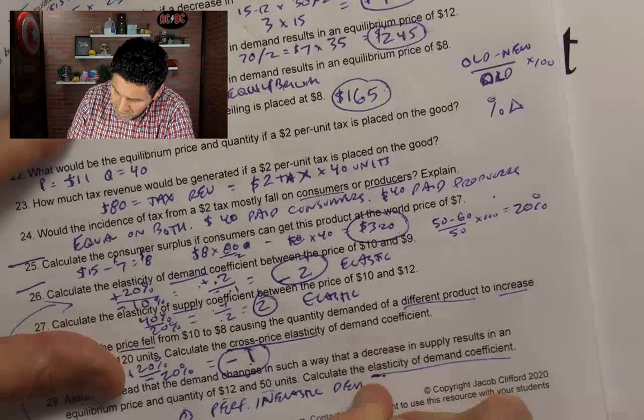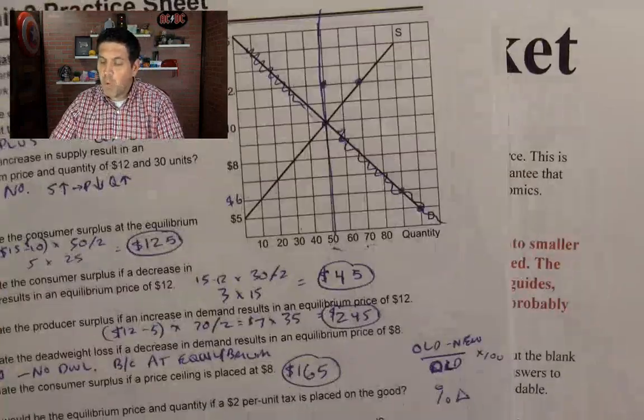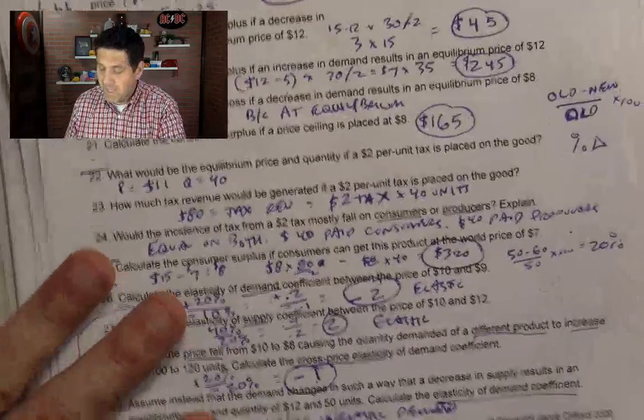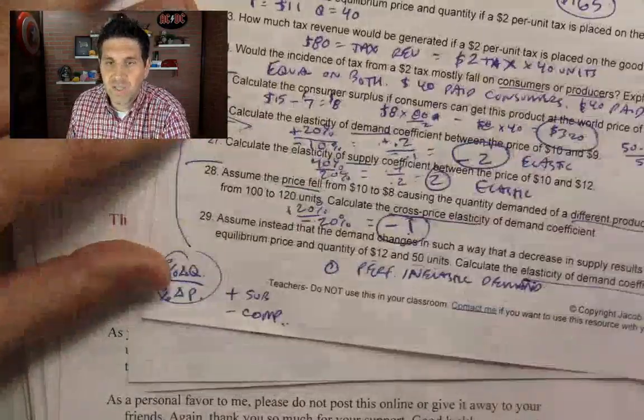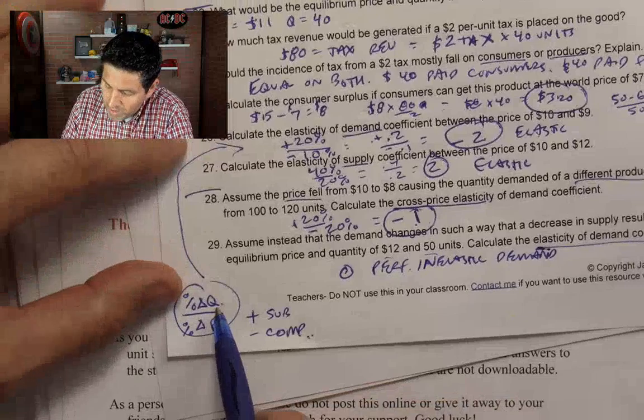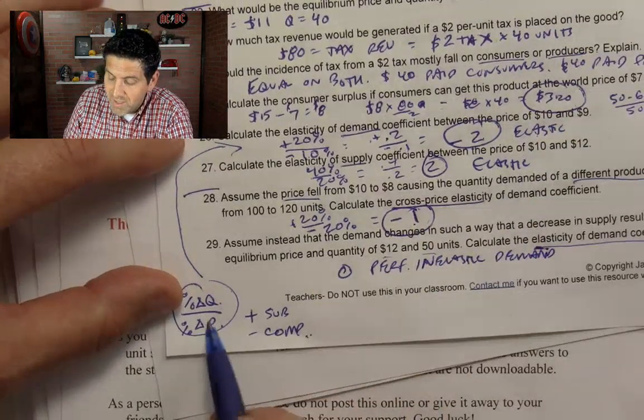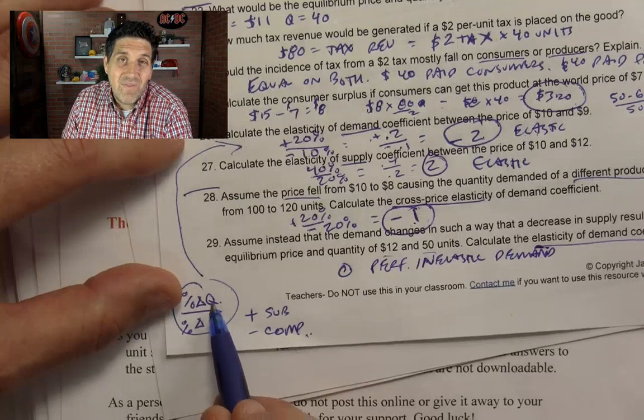demand. And the only way that's possible is because the quantity stayed exactly the same. And the reason why it's 0 is because, look at the equation, right? Percent change in quantity divided by percent change in price. Yes, the price increased 20%, but the quantity didn't change at all. It was 50 and it stayed at 50, right?